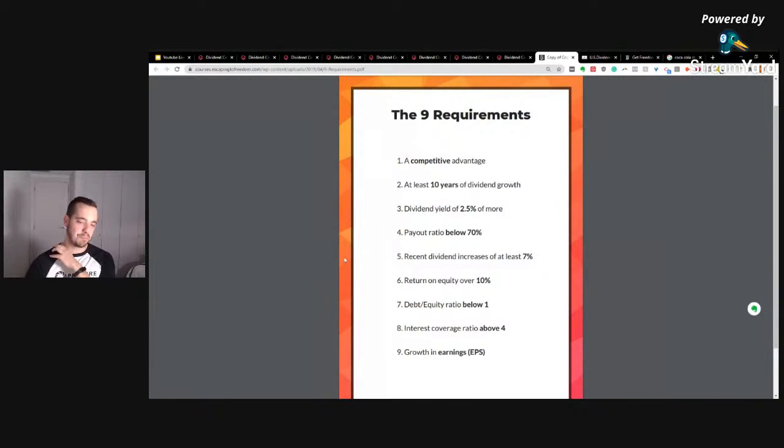So let me go step by step. The 9 requirements go as such. Number 1 is that the company needs to have a competitive advantage. What do I mean by that? Let me make my face bigger. What do I mean by a competitive advantage? I basically mean, let's say, Coca-Cola or Pepsi. Those are great examples of dividend growth stocks, by the way. Those companies have really strong brands. A really strong brand means that, let's say a competitor comes in, let's say it's called Nuka-Cola or something.